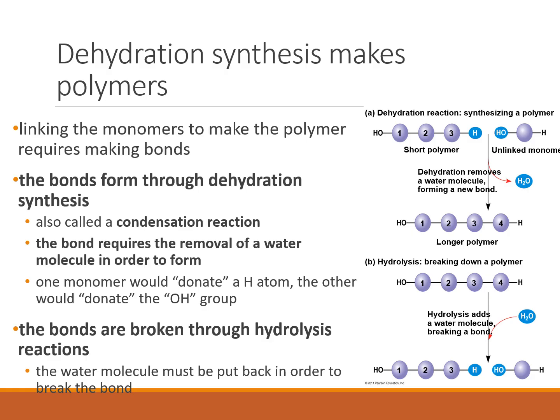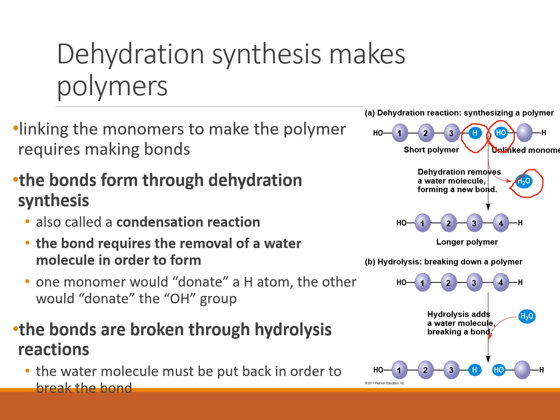One monomer would donate a hydrogen atom and the other one donates an OH, as you can see here on the right-hand side. So here we've got this one, which is donating its hydrogen. We have the unlinked one donating the hydroxyl, and you have your molecule of water. This forms a bond between the polymer and an unlinked monomer and makes the polymer grow by one.